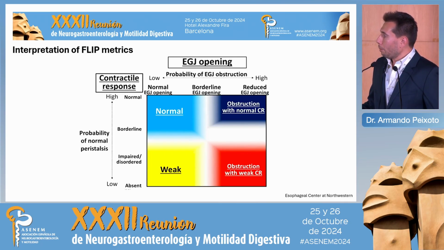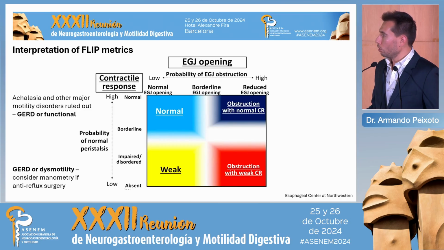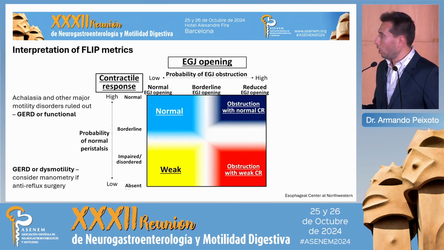So if a patient has a normal ENDOFLIP, probably we are talking about symptoms that are derived from reflux disease or a functional problem. If the patient has a normal opening but a weak response to distension, probably we are talking about patients with difficulty in clearance of the esophagus, so patients with reflux disease, in which cases, if the patient is not going to be proposed for anti-reflux surgery, probably we don't get anything more from high-resolution manometry.